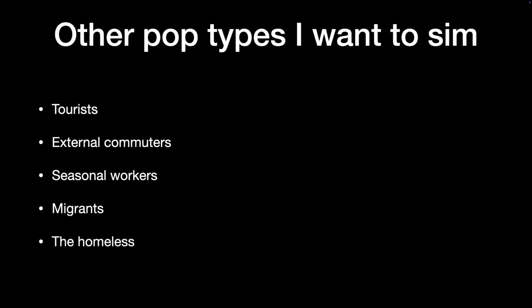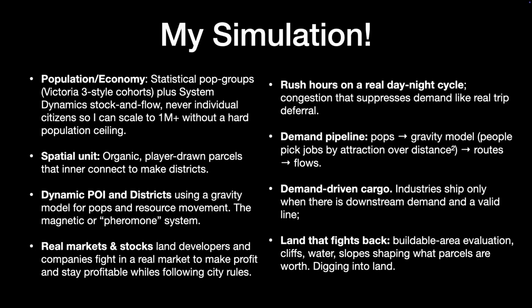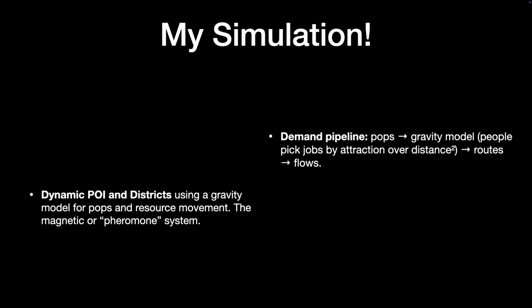I believe it was SimCity, the 2013 one, the last SimCity. They tried to do homelessness and it was really bad. And I definitely don't want to have a system like that. But I am also trying to account for that. So going back to my simulation, the last thing I want to touch on is these dynamic points of interest slash districts I've been talking about, and a little bit about the demand pipeline.